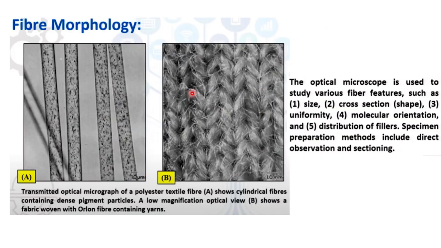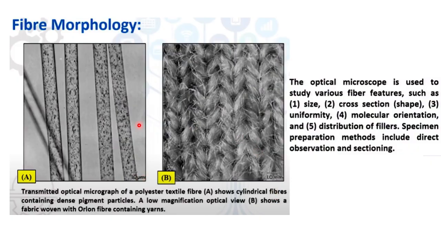So here is a case study of fiber morphology. You are observing a fiber through an optical microscope, and you are observing the different features of a fiber, for example the size, the cross section, and the orientation of the thread if you go deep or magnify it. This is a 1 micrometer scale. Of course, until and unless you present the scale, it does not make any sense. So this is 1 micrometer, and this is 1 millimeter.